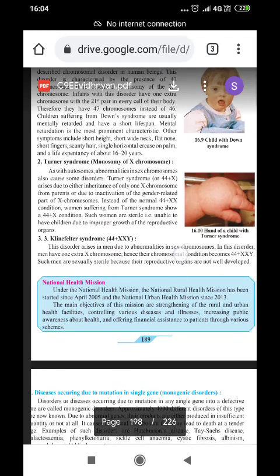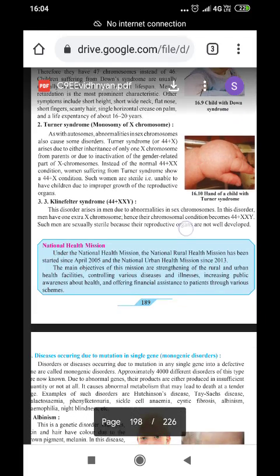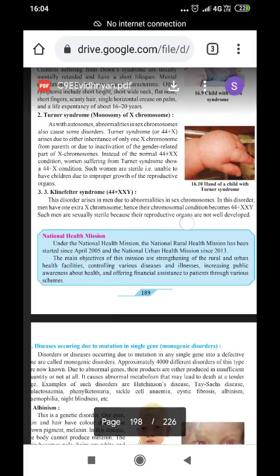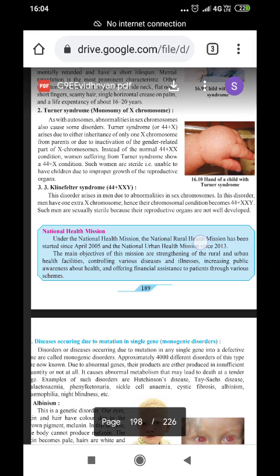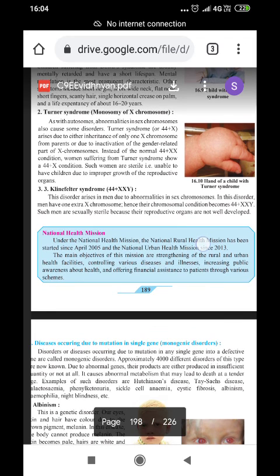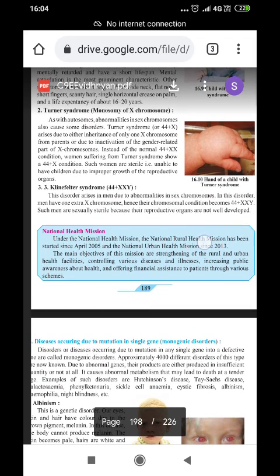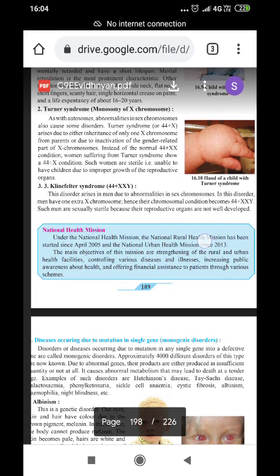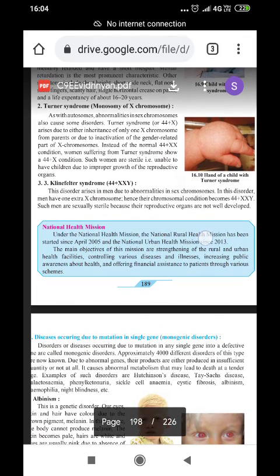The second disorder due to number of chromosomes is Turner syndrome, which we also call monosomy of the X chromosome. The name itself suggests: mono means single X chromosome, where a pair of chromosomes should be there. There only one chromosome is there. That is, instead of 46 chromosomes, only 45 chromosomes are there.